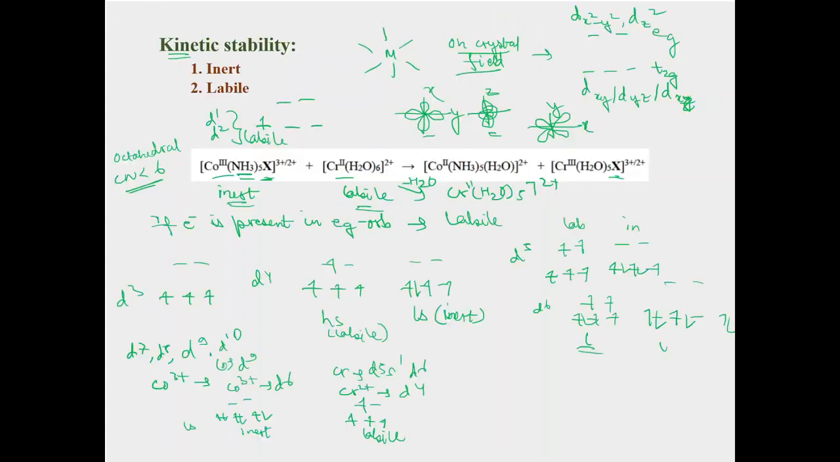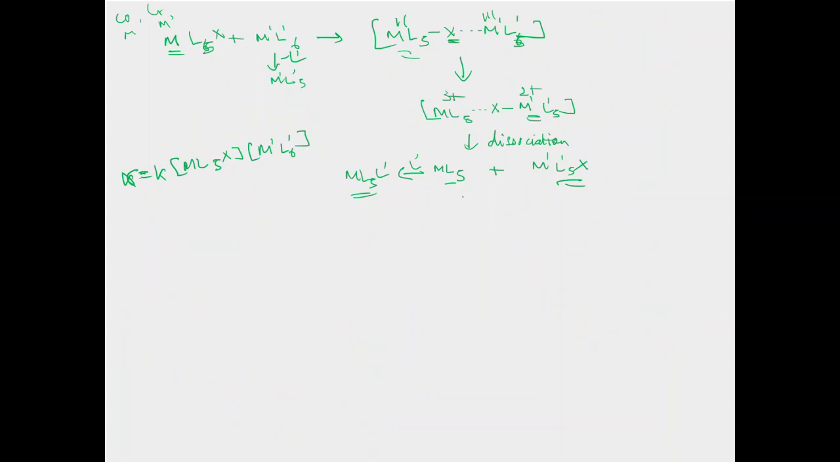Here you can see this. First this X was present with cobalt. Now it is with chromium, right? And as this is now coordinatively unsaturated, the L' ligand that was there in the reaction media will react with this ML5, and we will get ML5L'.